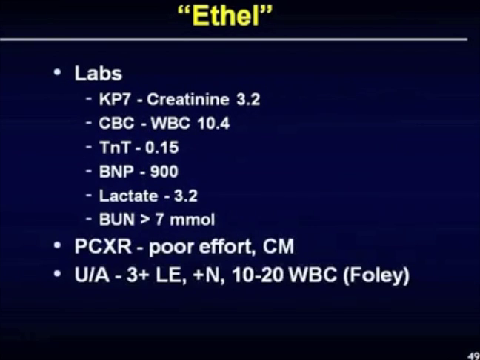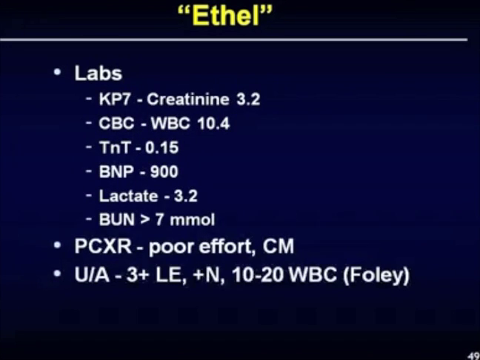Her BUN is greater than 7 millimoles, which translates to approximately 20. She has an elevated troponin T, which does have the problem of being elevated when creatinine is greater than 2, as well as an elevated brain natriuretic peptide level. That appears to be consistent with congestive heart failure. However, you recall from some of the work from Dr. Rivers that this can be elevated in sepsis as well, and a poor prognostic marker.